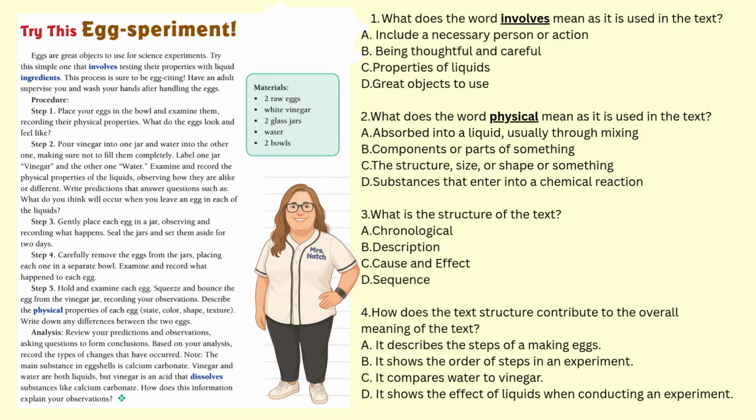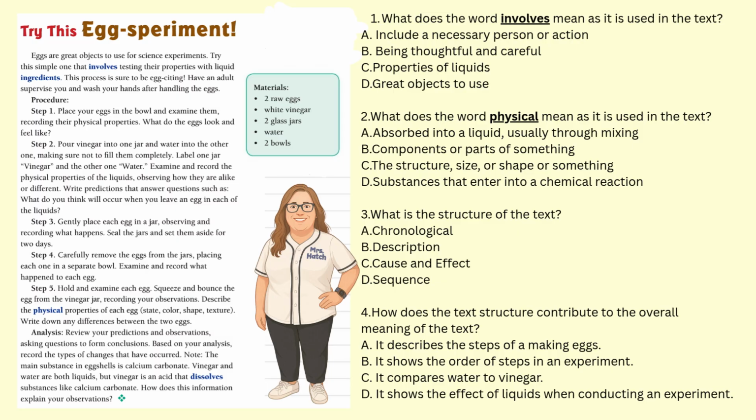A, absorbed into a liquid, usually through mixing. B, components or parts of something. C, the structure, size, or shape of something. Or D, substances that enter into a chemical reaction. All right, question number 3. Make sure you're answering your questions with me as I go through them. What is the structure of the text?